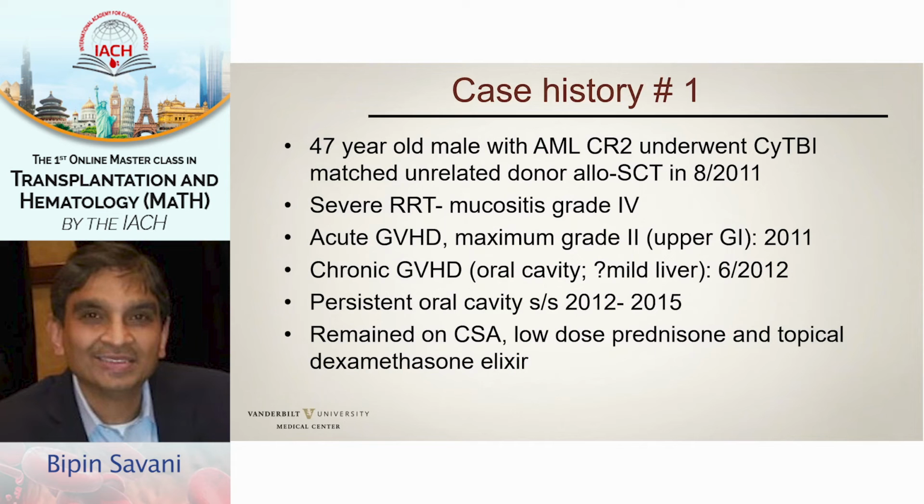Post-transplant course was complicated by severe regimen-related toxicity, prolonged oral cavity mucositis, grade 4 mucositis for a long time, which required prolonged TPN administration. And then he developed acute GVHD, maximum grade 2 upper GI, and chronic GVHD with multiple organ involvement, persistent oral cavity signs and symptoms, burning pain, can't eat well, very sensitive mouth.